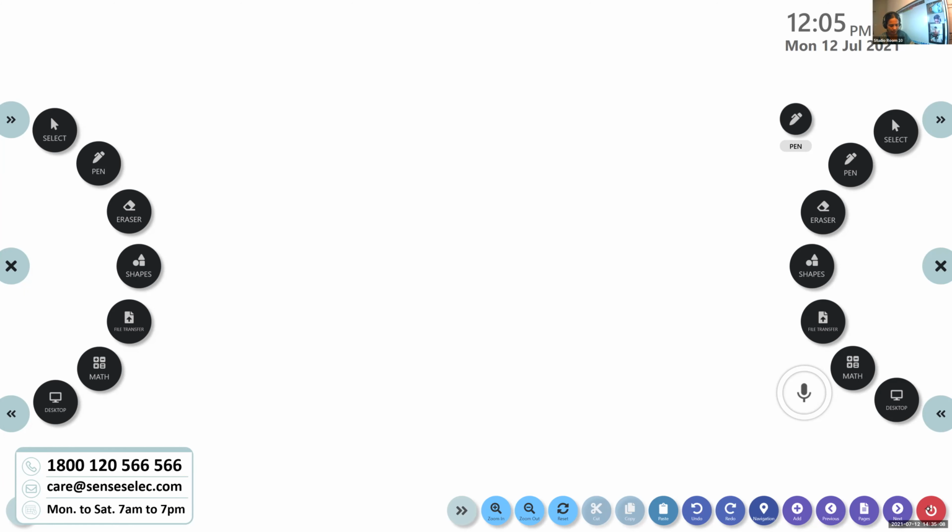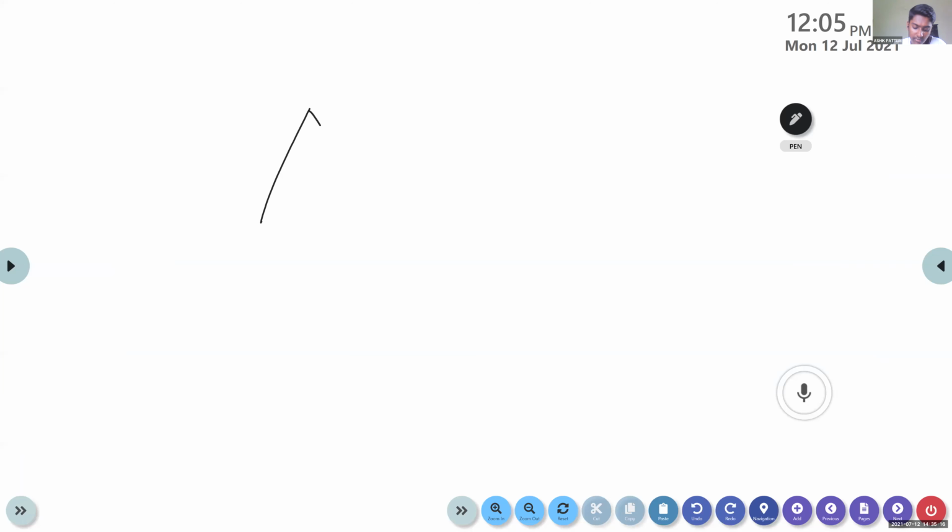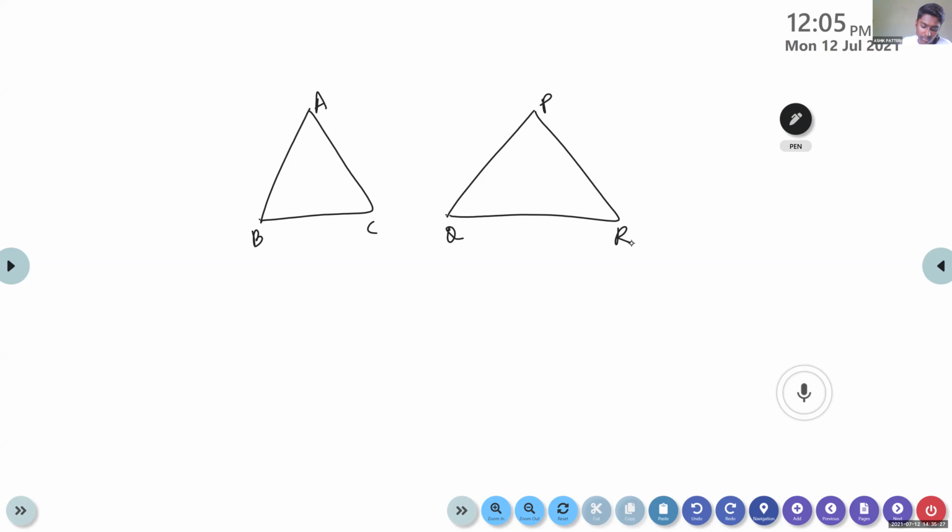What is the question? Can anyone read the question? John, can you read it? Which pairs of the triangles are similar? Write the similarity criterion used by you for answering the question, and write the pair of similar triangles in symbolic form. We have to write in symbolic form.